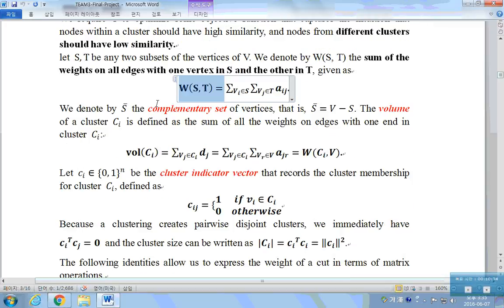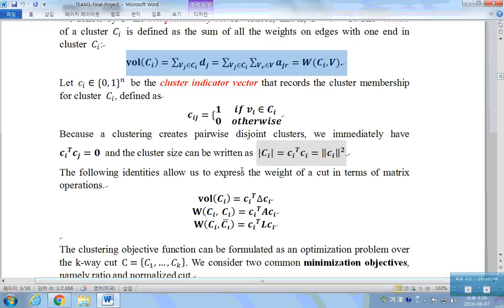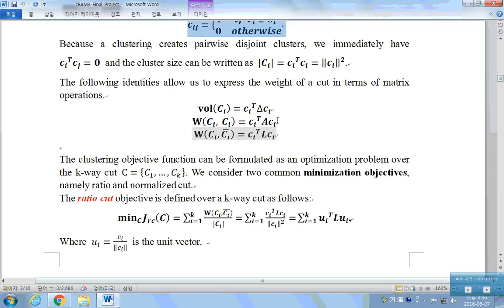And S bar means the complementary set of the vertices, that means S bar equals the total vertex set minus S. And the volume of the cluster Ci means all the weight of the edges inside Ci, denoted this way. And here is also some definition: for this vector, if the entry equals 1, that means Vi belongs to Ci, otherwise 0. So easily we have this kind of relation.